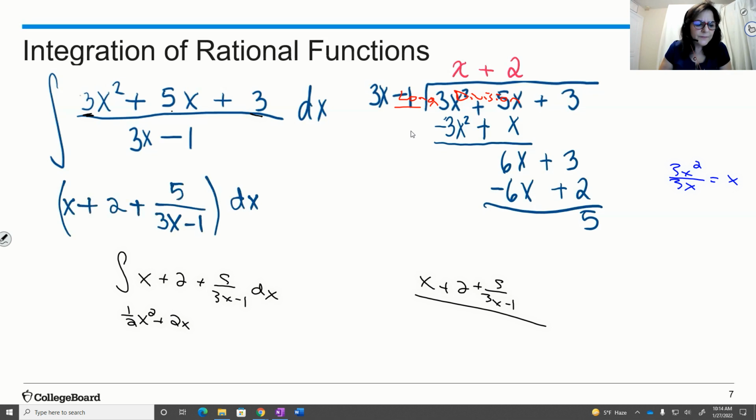So the 5 we can just pull in front and look at it as 5 times 1 over 3x minus 1, right? If we do that, let's go ahead and write it. It's going to be 5 times the natural log of 3x minus 1 plus c. Let's make sure we have everything right, because we might need an extra constant for the natural log. What else do we need to put there?